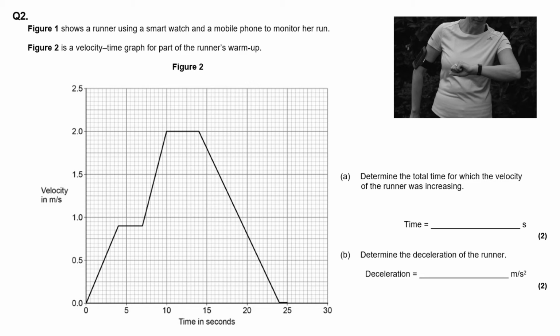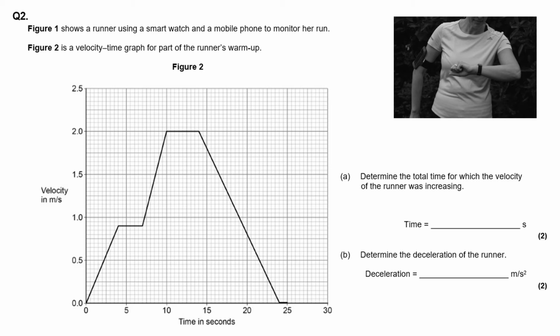Okay, pause the video to have a read through question 2. Give yourself about 4 or 5 minutes, and when you're ready, press play. Okay, part A asks us to find the total time for which the velocity of the runner is increasing. And this question is really asking, can you read the graph correctly and not fall into any daft traps?